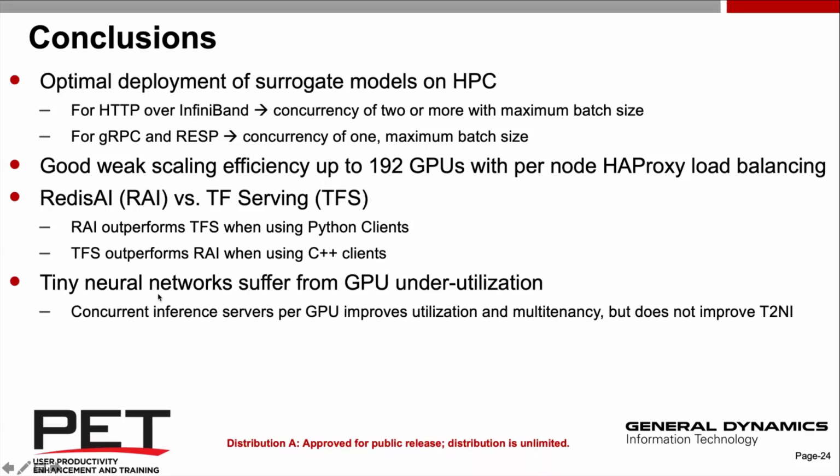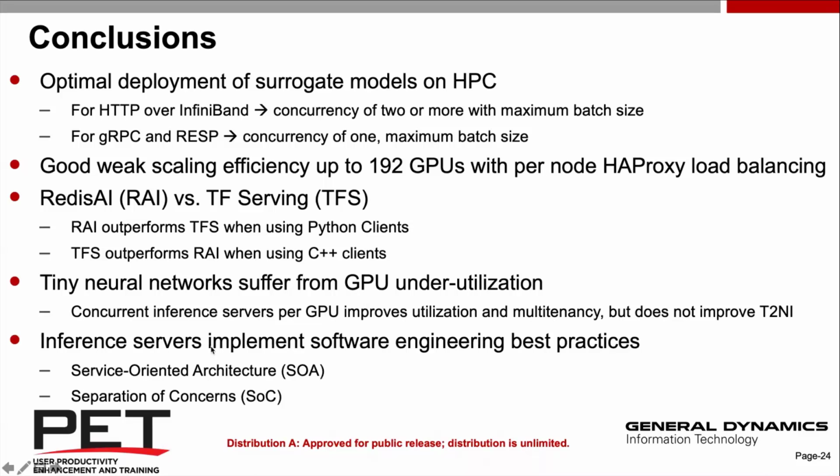We also mentioned the issue that tiny or small neural networks suffer from GPU underutilization. And finally, inference servers implement software engineering best practices such as service-oriented architecture and separation of concerns.